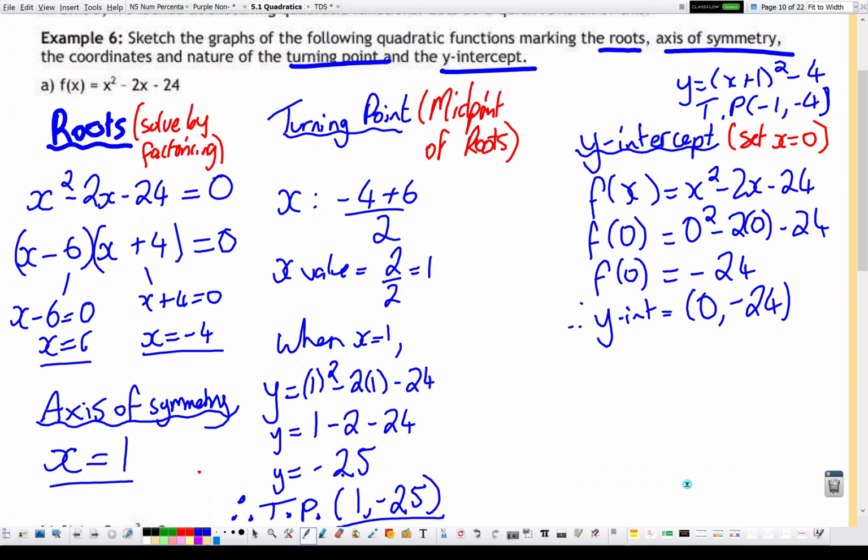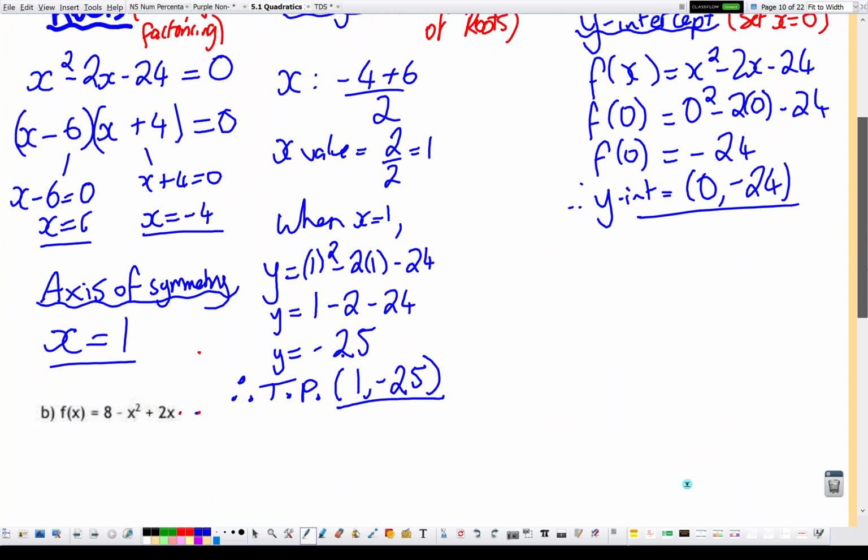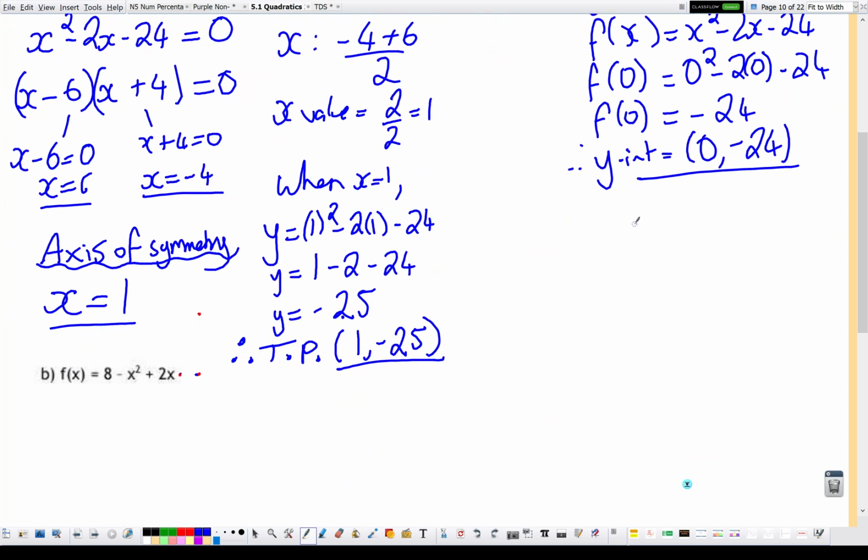Okay, so I have all these individual parts, individual features of my quadratic. What I need to do now is to make a sketch and mark these on. Okay, so there is kind of a lot of stuff going on here, so you need to try and lay it out in a clear, methodical way if you can. I know my turning point is minus 25, so I'm going to leave a lot of space down at the bottom underneath my x-axis. So that's x, that's y.